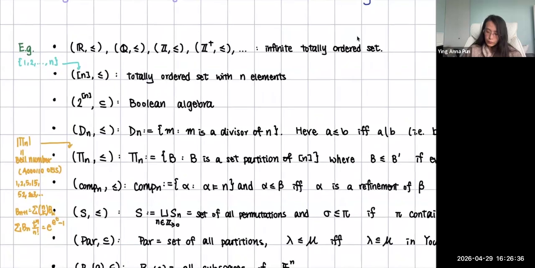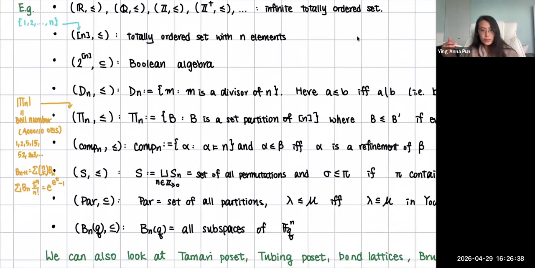I'm going to run through this list again because we are going to use these examples today, just as a reminder of what we talked about last time. We talked about the Boolean algebra, where the elements we want to compare are the subsets of 1 to n. So this is the power set of 1 to n, and the comparison is the subset relation. So that's the Boolean algebra.